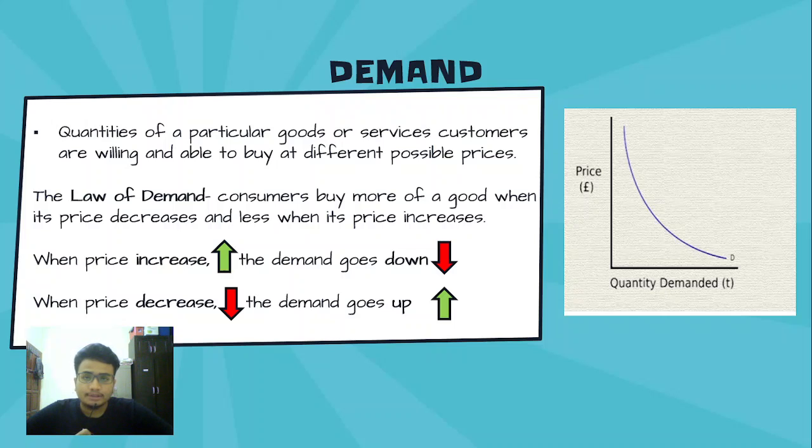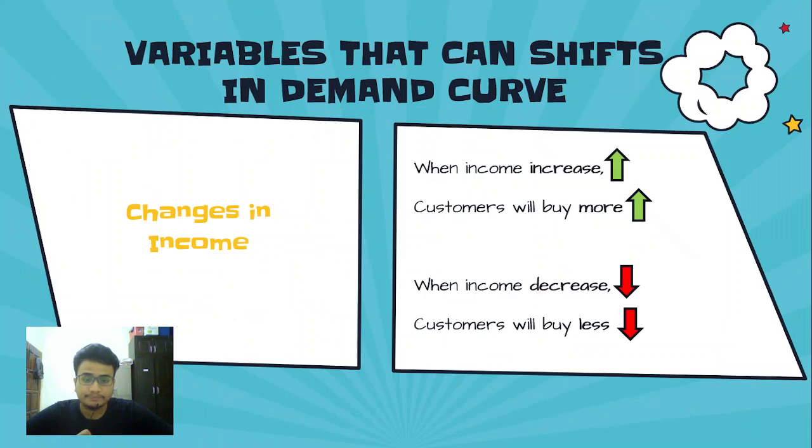when the price is increased, the consumers will buy less of a good or service. But when the price is decreased, the consumers will buy more of a good or service. This situation we can show in the graph of demand. As we can see, when the price is increased, the quantity demanded goes down. But when the price is decreased, the quantity demanded goes up.